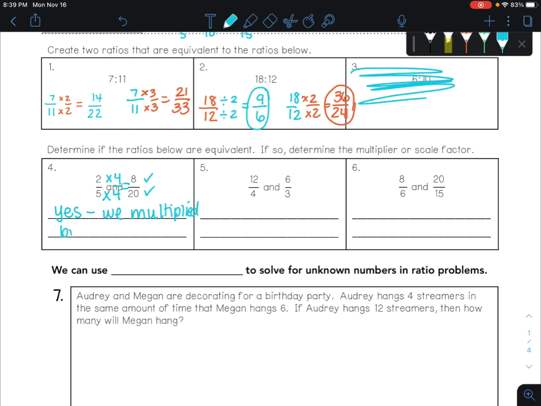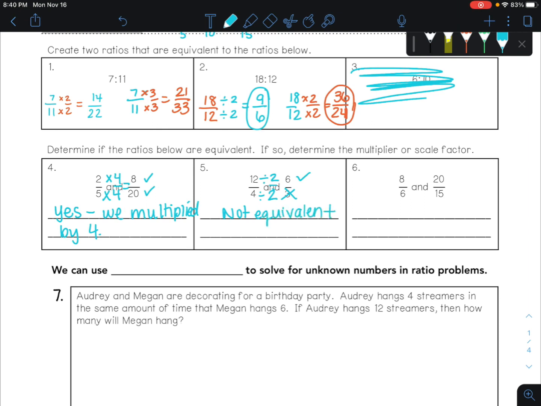Okay? Now, for the next one, 12/4 and 6/3, I can't really tell just by looking at those, but actually, I can look a little bit more closely. Turning a 4 into a 3 would be kind of hard, but 12 becomes 6 very easily if we do divided by 2. So do the same thing on the bottom because that's the rule if you want them to be equal. So 12 divided by 2 is 6, but 4 divided by 2 isn't 3. So these are not equivalent.